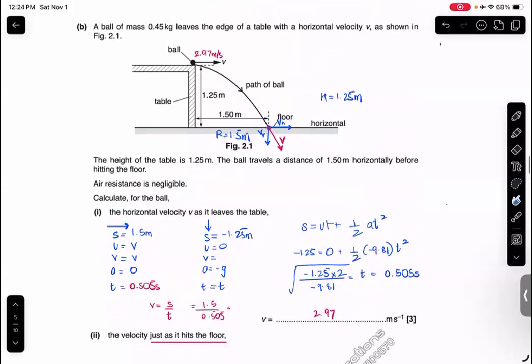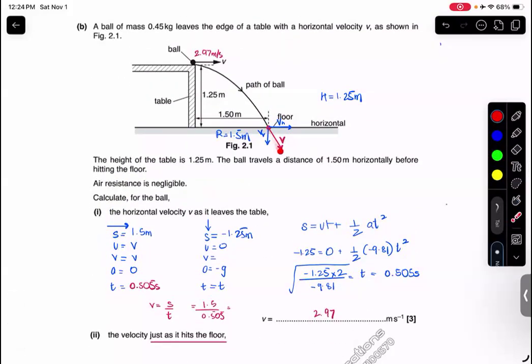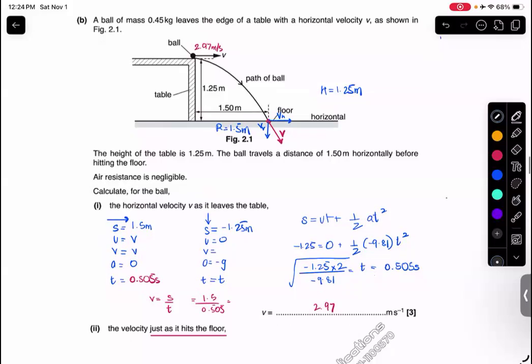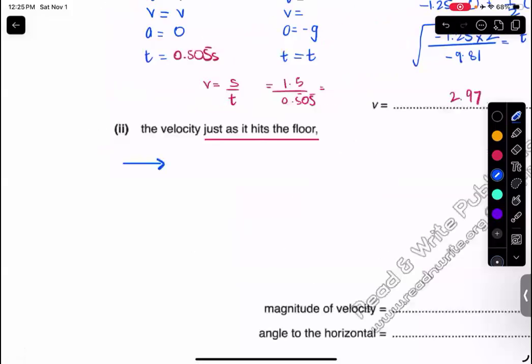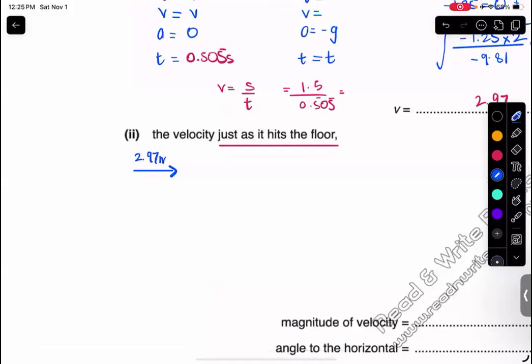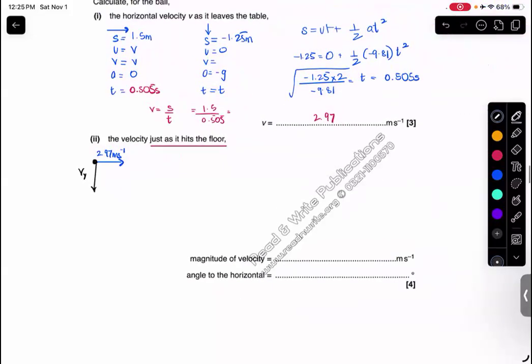So, if you want to find out the velocity at the end, first of all, you will have to find out what is the horizontal velocity at the end and what is the vertical velocity at the end. Then when you combine both of those vectors with Pythagoras, that's the total velocity at that point. The horizontal velocity is going to be the same, which is 2.97 meters per second, right? What is the vertical velocity going to be? We don't know what Vy is going to be, but can we find that out?